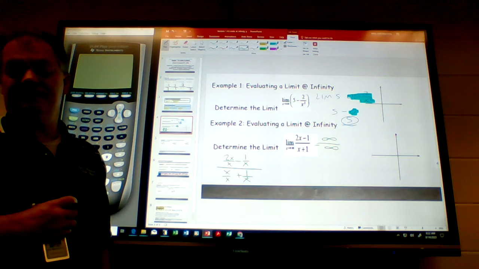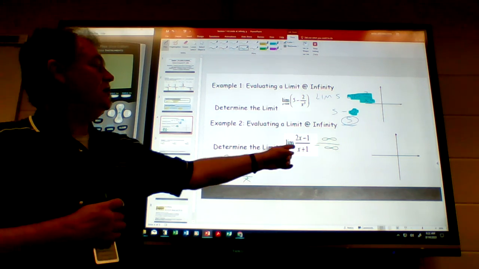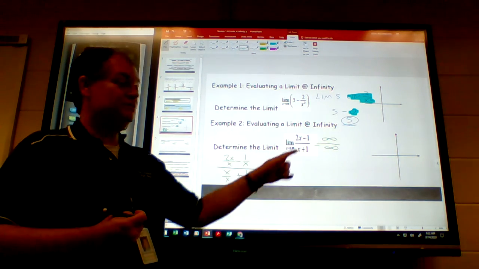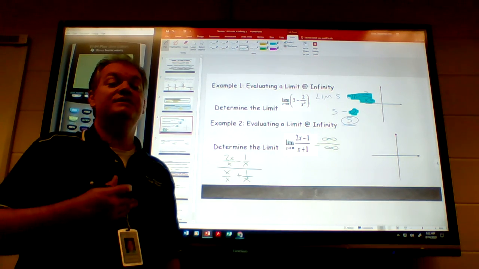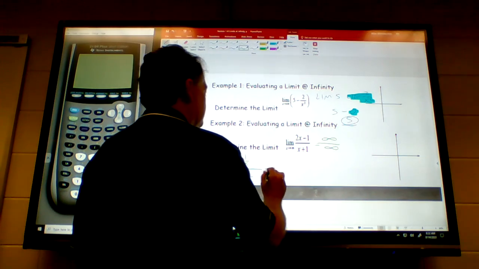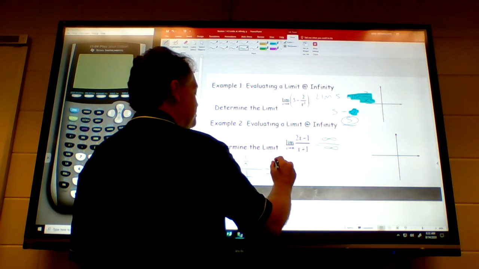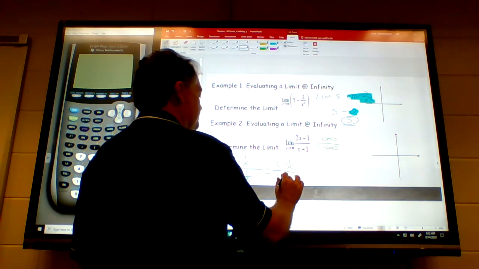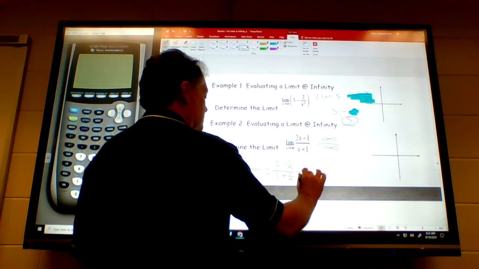And let me clarify something. It's always what you see, the highest power of what you see on the denominator side. So in other words, what's down there. It just happens that they're both equal to each other. So here, 2x over x is just simply 2 minus 1 over x, and then 1 plus 1 over x. All right.